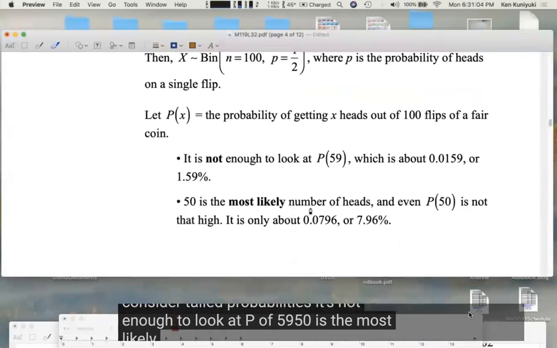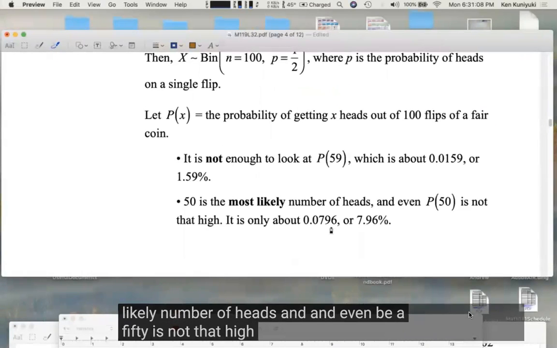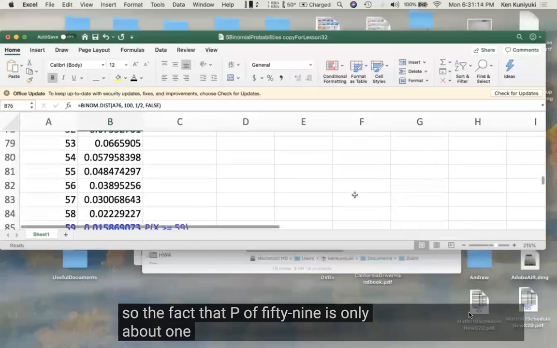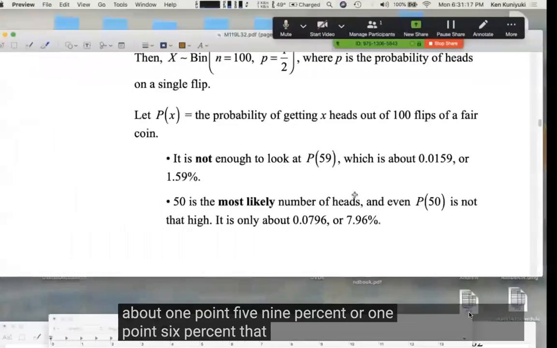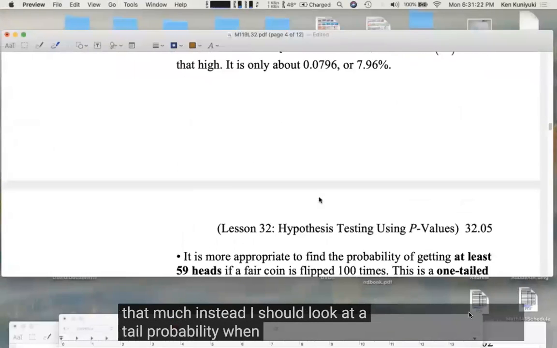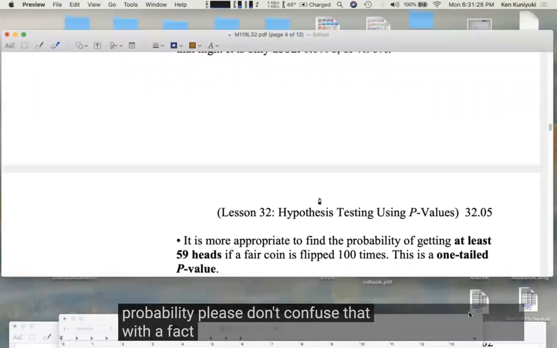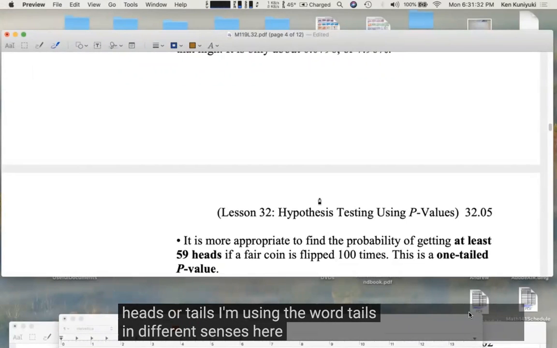50 is the most likely number of heads, and even P of 50 is not that high. It's not even 8%. So the fact that P of 59 is only about 1.59% or 1.6% doesn't tell me that much. Instead, I should look at a tail probability. When I say tail probability, please don't confuse that with the fact that a coin can come up heads or tails. I'm using the word tails in different senses here.